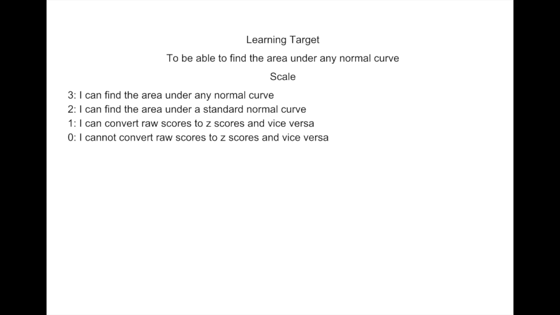The learning target for today is to be able to find the area under any normal curve. A 3 means you can find the area under any normal curve. A 2 means you can find the area under a standard normal curve. A 1 means you can convert raw scores to z-scores and vice versa. And a 0 means you cannot convert raw scores to z-scores and vice versa. Notice that a 2 this time was a 3 last lesson, and a 1 this time was a 2 last lesson. Let's get started.